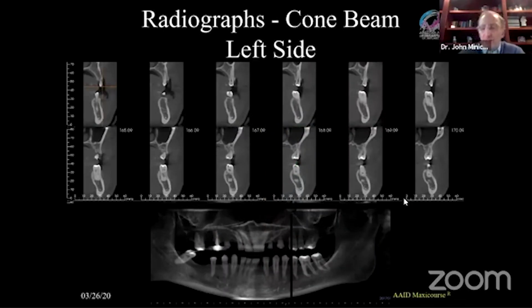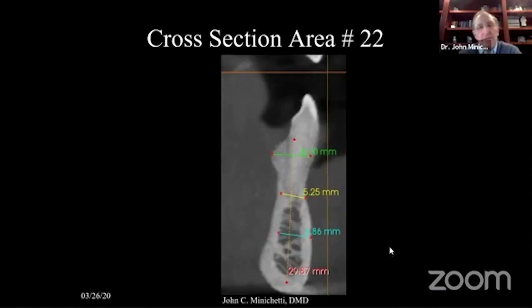So if we look at the lowers, we might as well analyze the lowers. The patient's looking at a smile changeover. In the lower area, in the area number 22, we have about 8 millimeters in width, going to 5 and a 6 millimeter width with a 29 from the crest to the base.